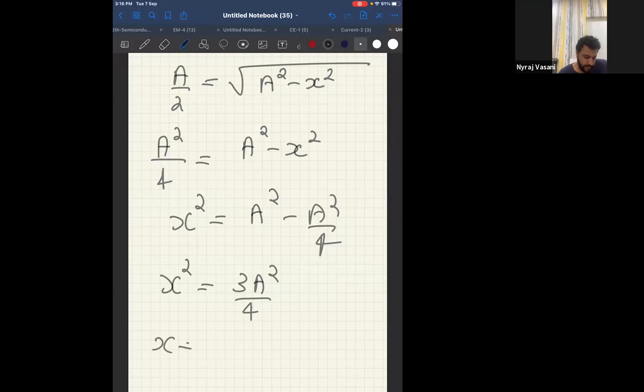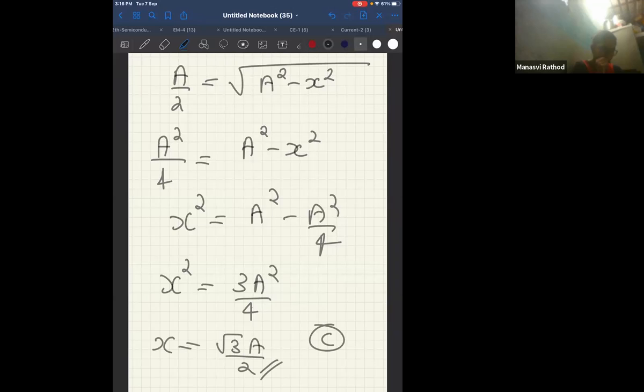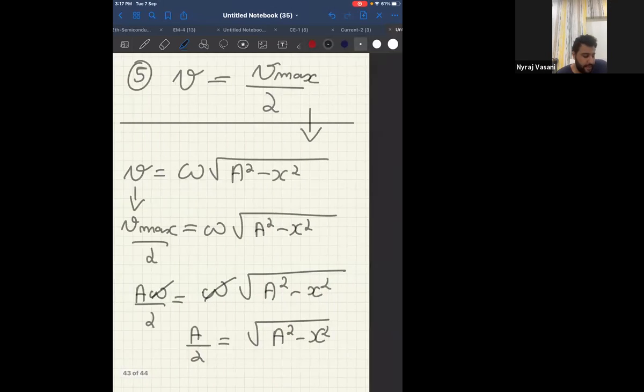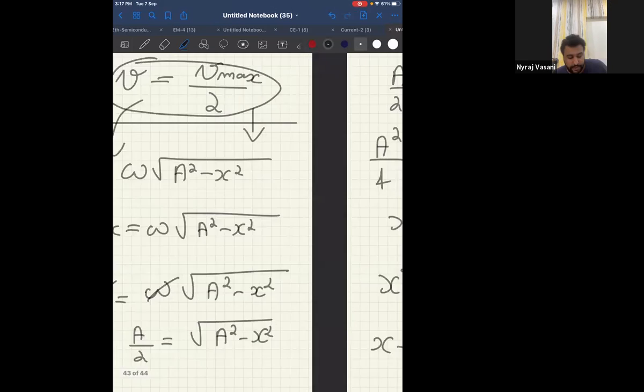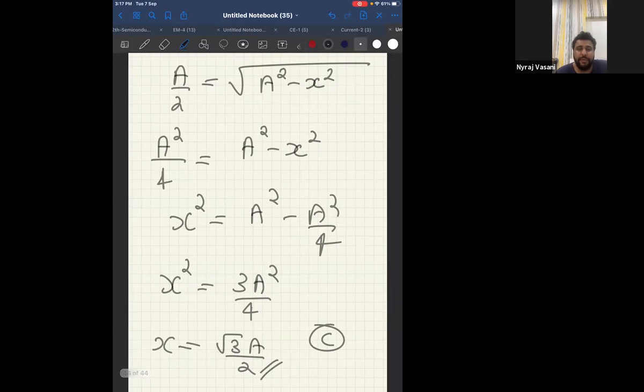Or x is equal to root 3a by 2. Check. What is the answer? Can I say answer is C? My displacement is root 3a by 2. Now, can you try it on your own and get the same answer? See, they have given only one clue in the question. They have said that the velocity is half of maximum velocity. With that clue, I started my question and I got the answer also. That is displacement in terms of amplitude.